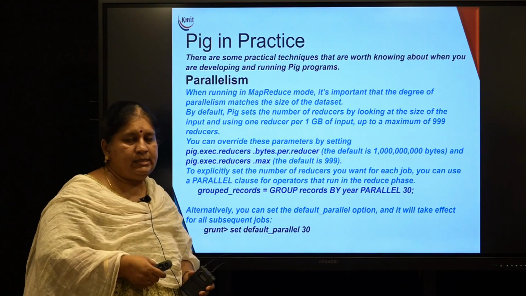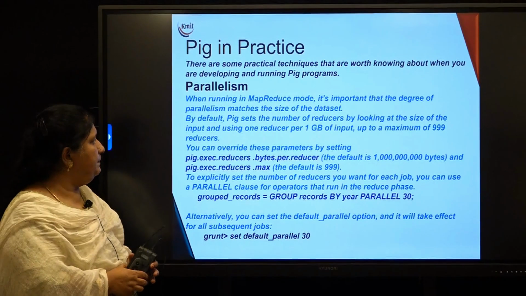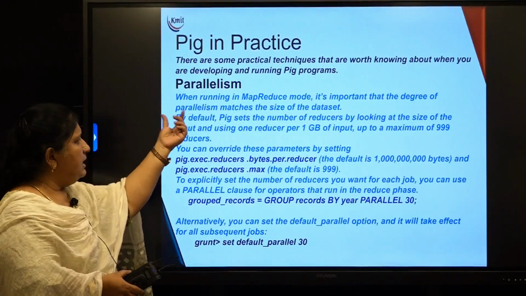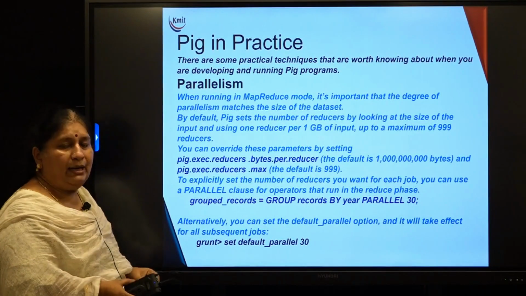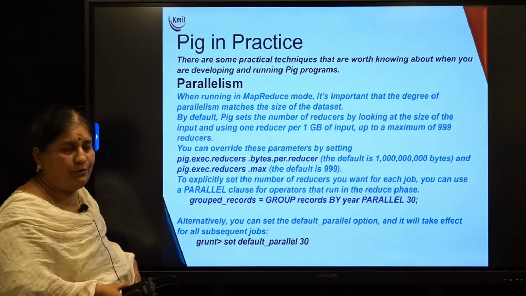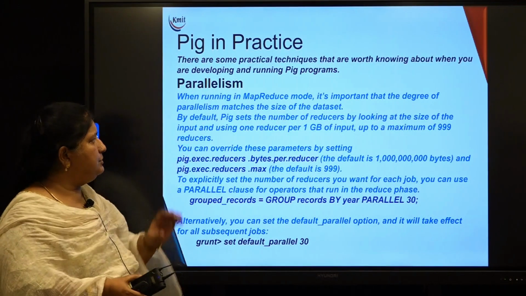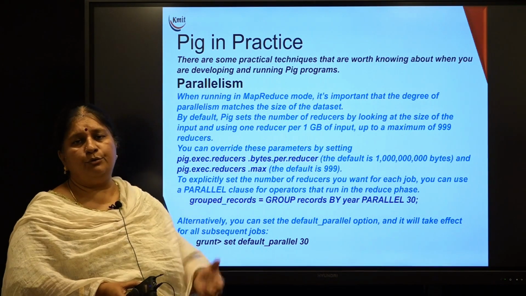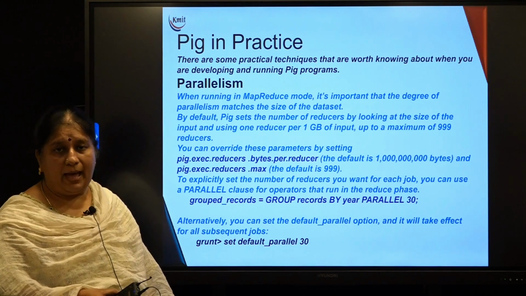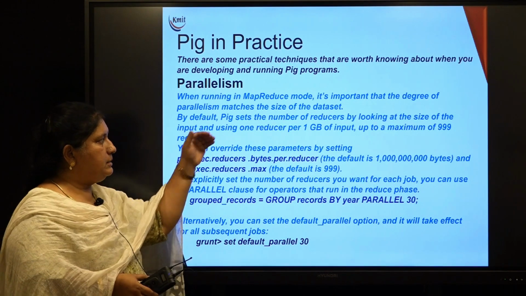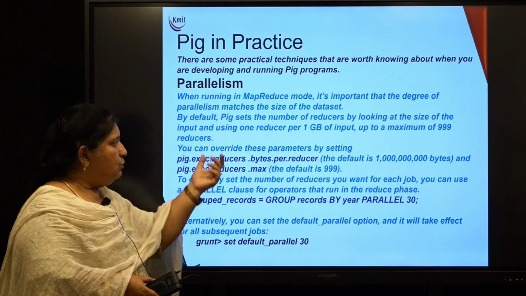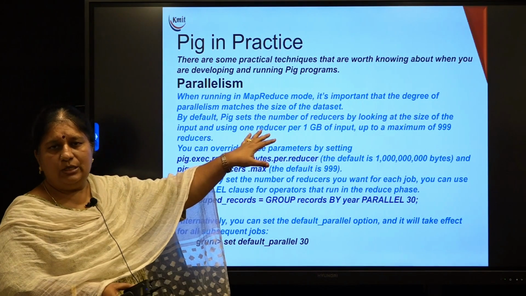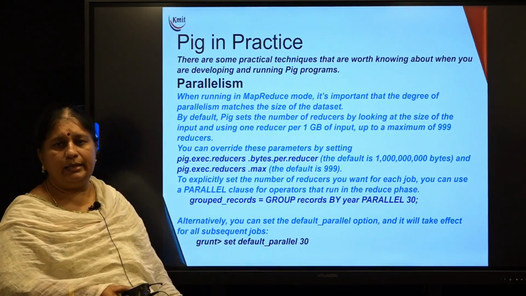Then Pig in practice: by default, whenever we are working with Pig, it runs background MapReduce programs. When it is running in MapReduce mode, the degree of parallelism almost matches the size of the data set. By default, Pig uses one reducer for 1 GB of input data and it goes up to 999 reducers in parallel, so it can handle data sets of that size. We can also override these parameters. I am not working with these scales; I am not working with 1 GB of input data, so I do not want to work with 999.